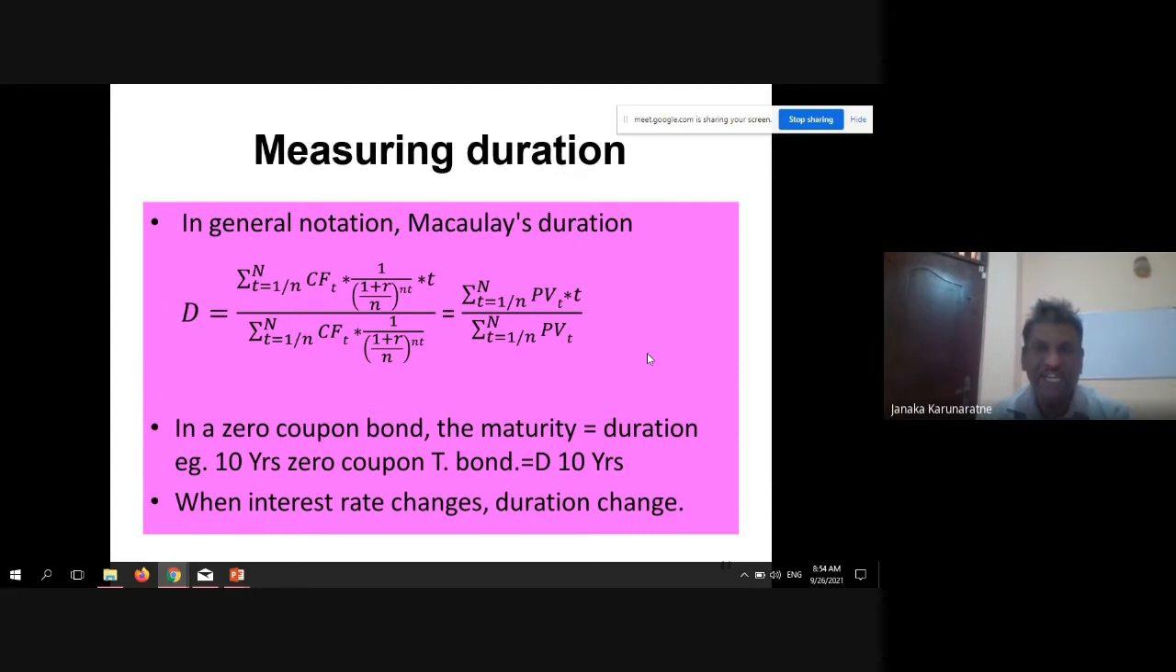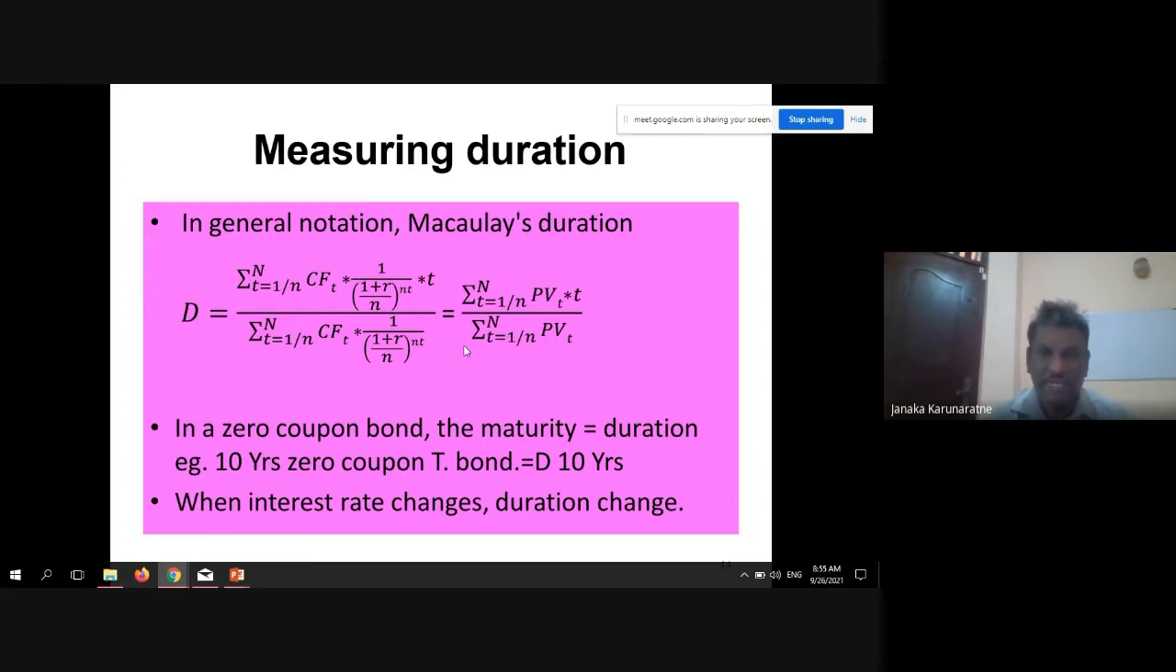That means the first year cash flow, take the present value multiplied by 1. Then you take the second year cash flow, take the present value multiplied by 2. Time factor is 2 because 2 years. If you take the third year cash flow, take the present value and multiply by 3. That is what is represented by the top part, the numerator, present value times time factor t, divided by the summation of present values. We don't take the time factor here.